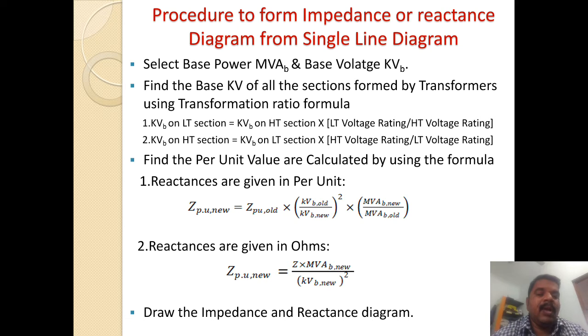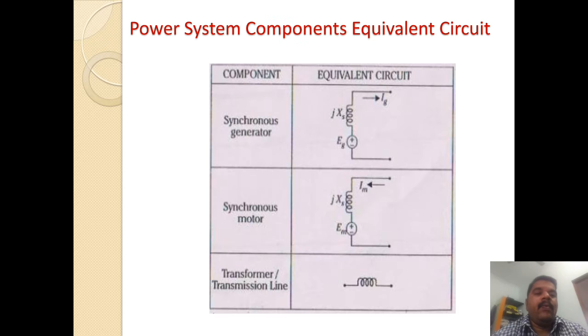Then the last step, you have to draw the impedance and reactance diagram. Now we move on to that. You draw it by using the equivalent circuit values. For the synchronous generator, one voltage source along with the reactance is connected in series. For the synchronous motor, one voltage source EM is connected in series with the reactance, that is jXS. Transformer, transmission line or load is represented by using one single reactor.